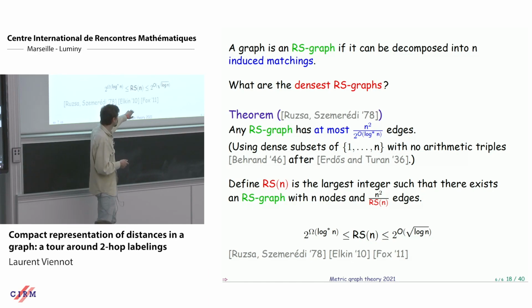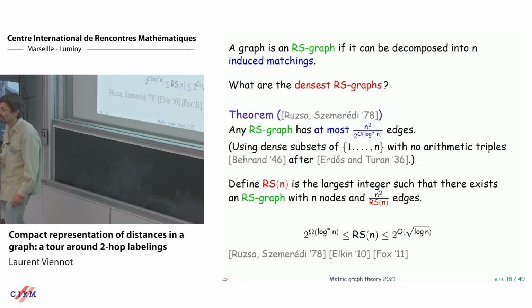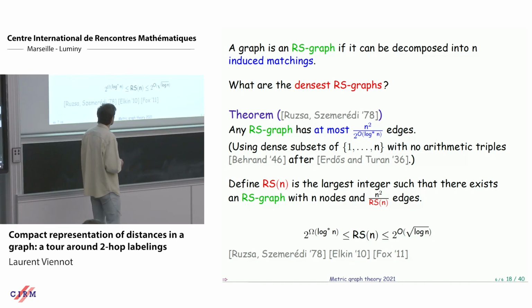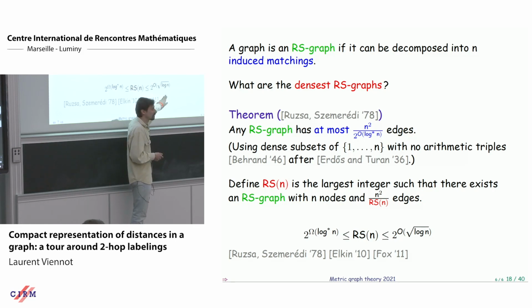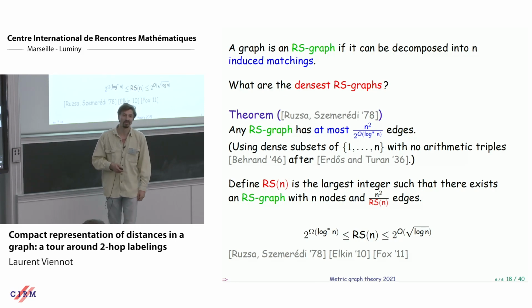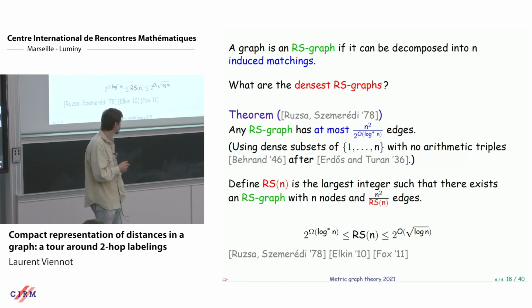And these are the bounds we know on RS of n. This dates back to Ruzsa and Szemerédi. So you see the log star, it's a very slowly growing bound. And there is again something similar to what we've just seen, a 2 to the square root of log n upper bound. And the most recent work on this subject is by Elkin and Fox.